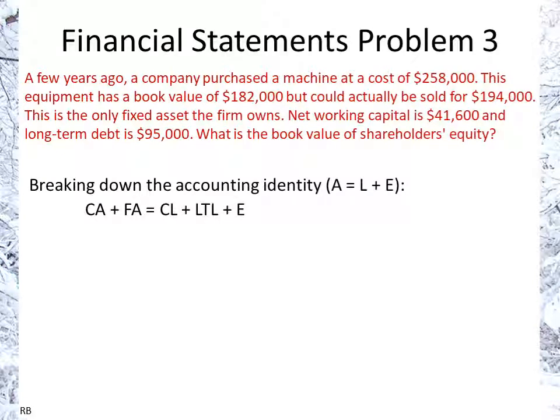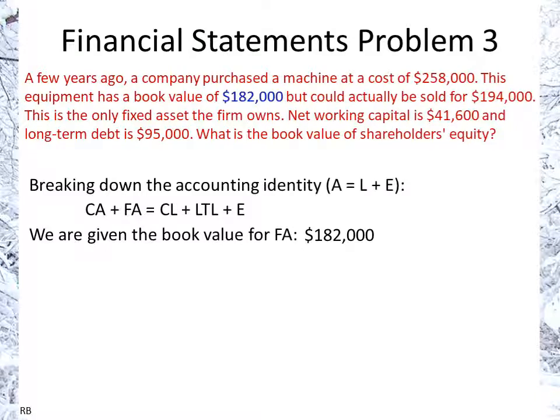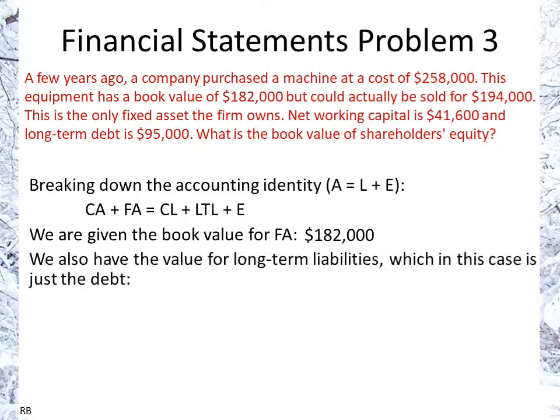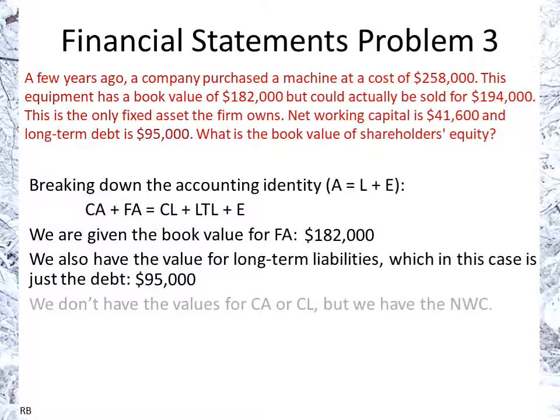Now we have assets equals liabilities plus equity. In more detail, assets are current assets plus fixed assets, and the liabilities are current liabilities plus long-term liabilities, and then we have equity. So let's figure out the numbers we can use. We have the book value of fixed assets, that's the $182,000. We have the value of long-term liabilities, which is long-term debt. So that's just the debt, $95,000.